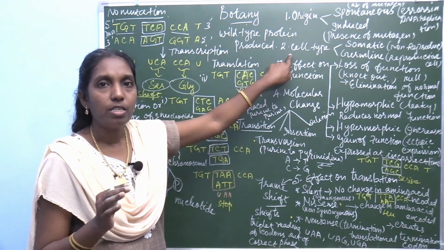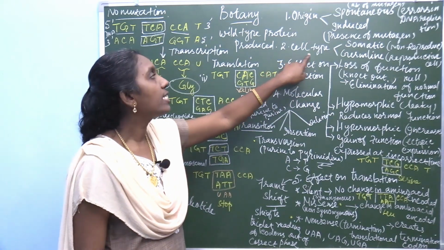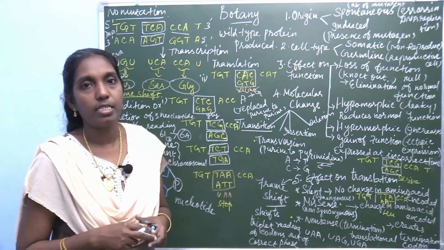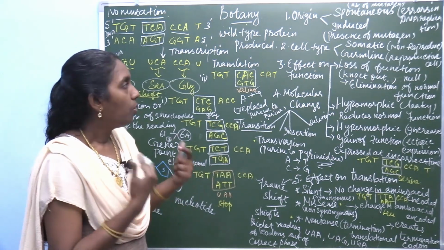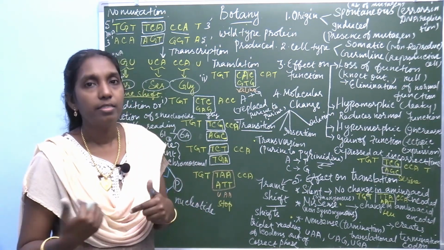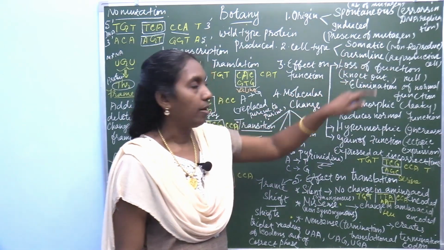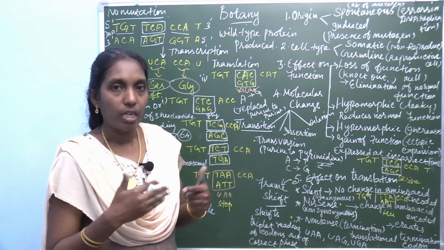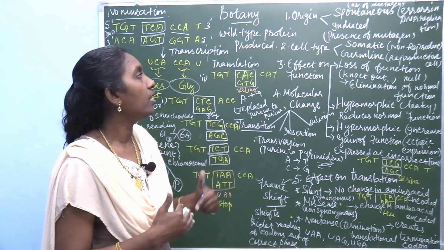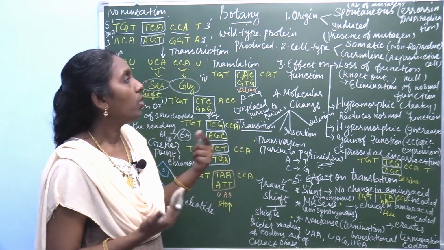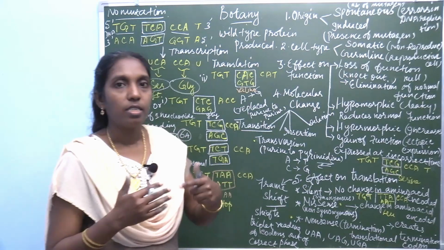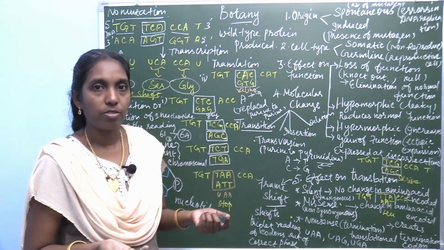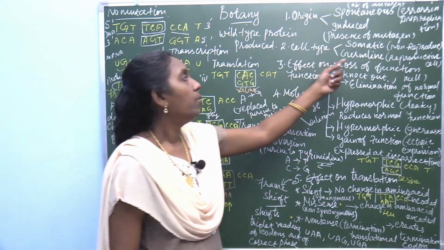Then the second classification of gene mutation is based on cell type. You know there are two different cells: the body cell, that is the somatic cell, and the germline cell. The somatic cell is a non-reproductive cell. Mutation that occurs within the somatic cell is called somatic mutation. Then what is germline mutation? Mutation occurs in the reproductive cell. If mutation takes place in the reproductive cell, the type is called germline mutation.